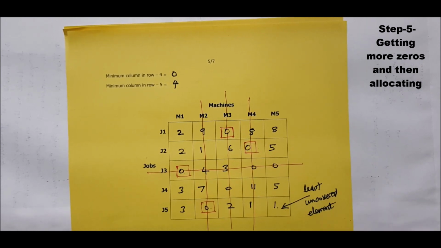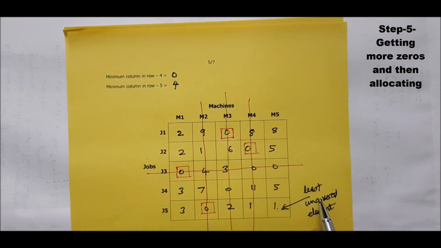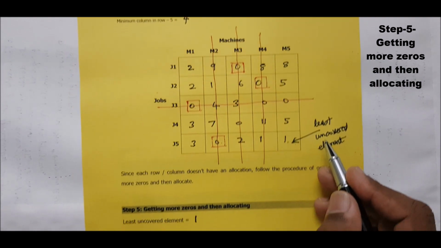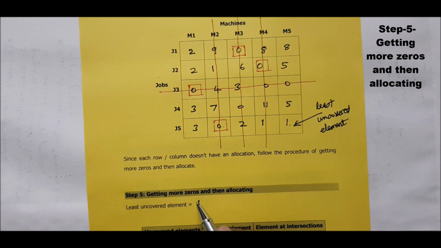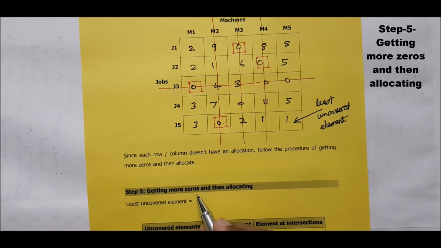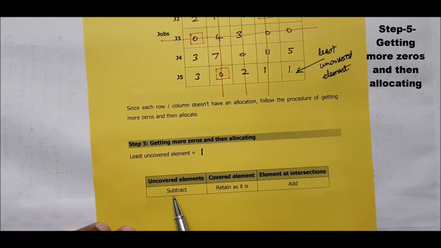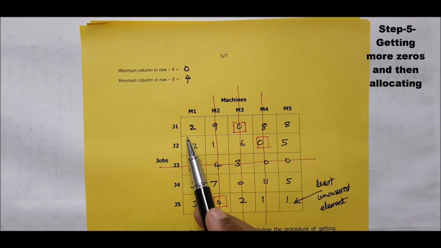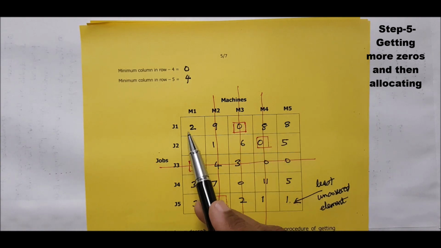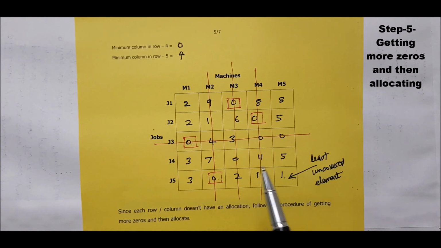Least uncovered element. So the least uncovered element is 1. This 1 only I am writing here. Now what am I supposed to do? This 1, I am supposed to subtract from all uncovered elements. So I will go to this table, and for all these uncovered elements, 2 minus 1, 2 minus 1, 3 minus 1, like that I will do.